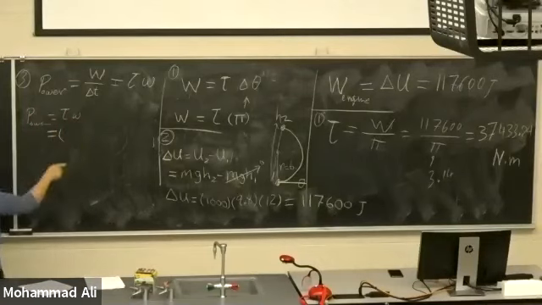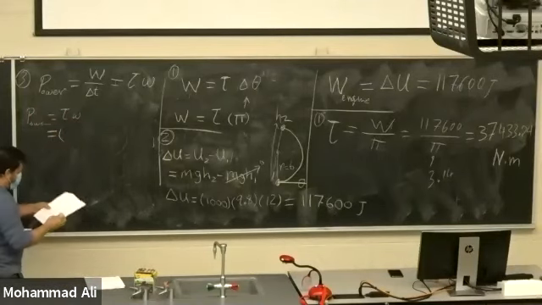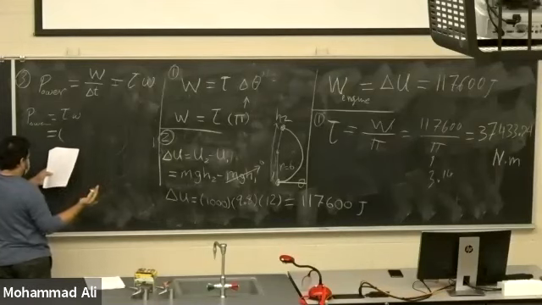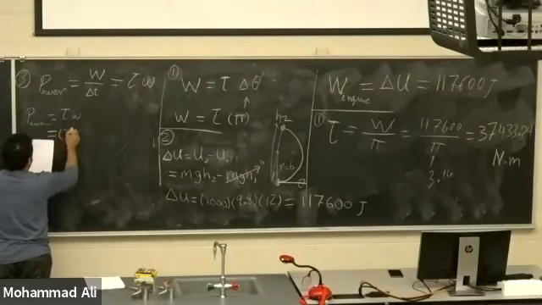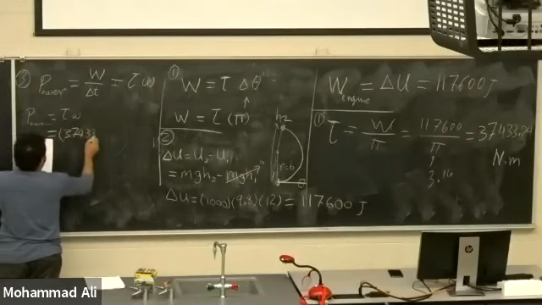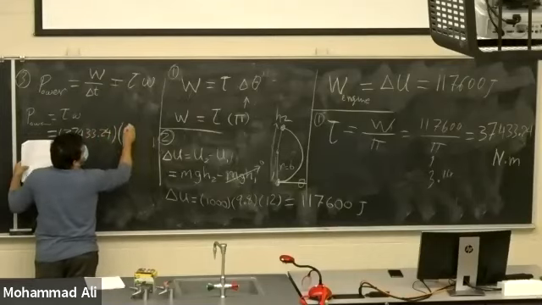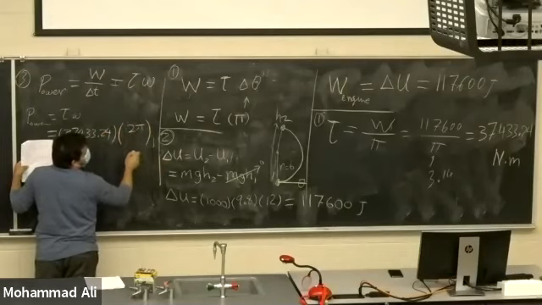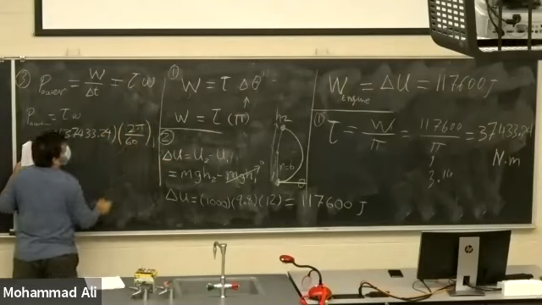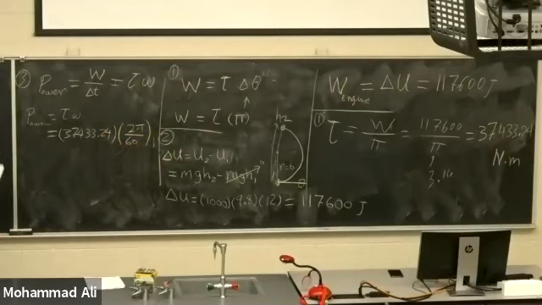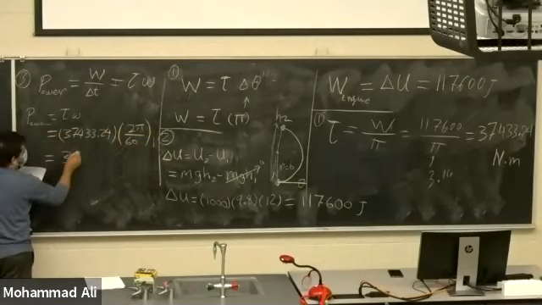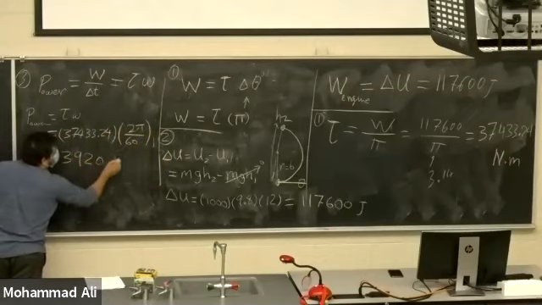Tau is found, and omega is given. It is 2 pi radians per 60 seconds. It is not a, it is one rotation during a minute. This will be equal to 3,920 watts.